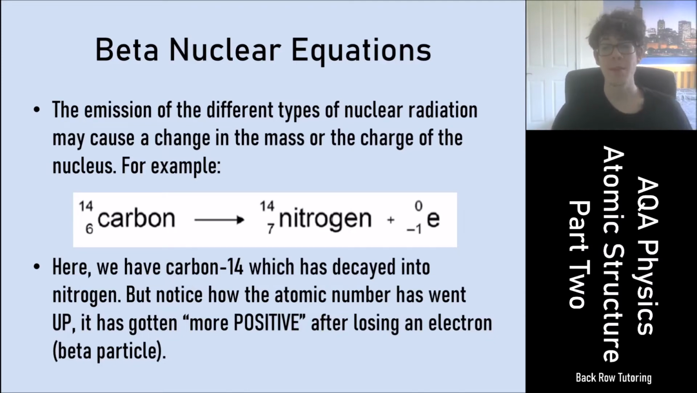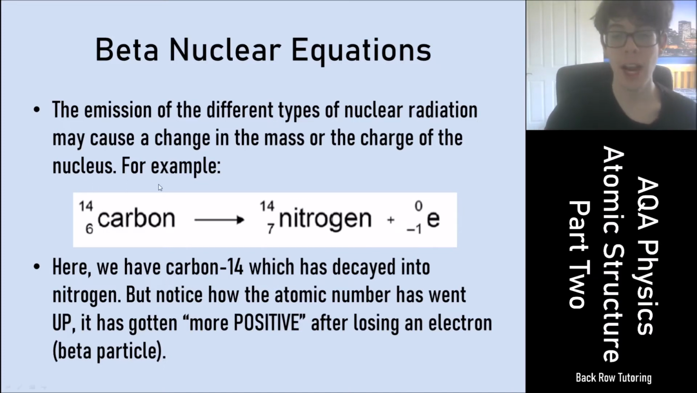The emission of different types of nuclear radiation may cause a change in the mass or the charge of the nucleus. For example, an isotope of carbon, carbon-14 we'll call it because it's got a mass number of 14, undergoes beta decay. So here we have a carbon-14 which has decayed into nitrogen, but notice how the atomic number has gone up. It's gone up in charge. It's more positive after losing an electron.